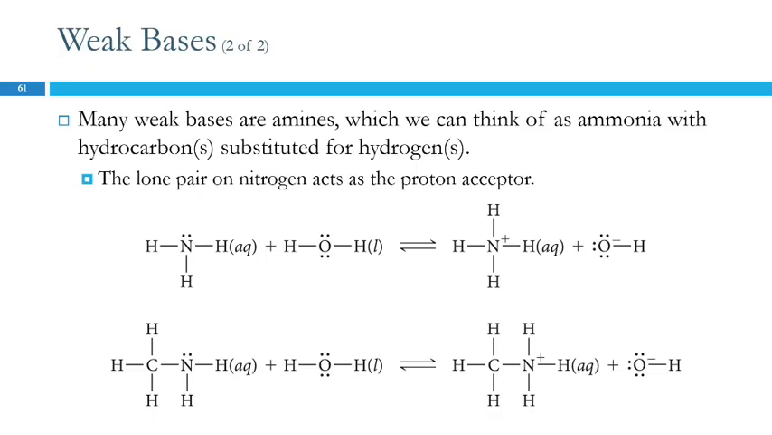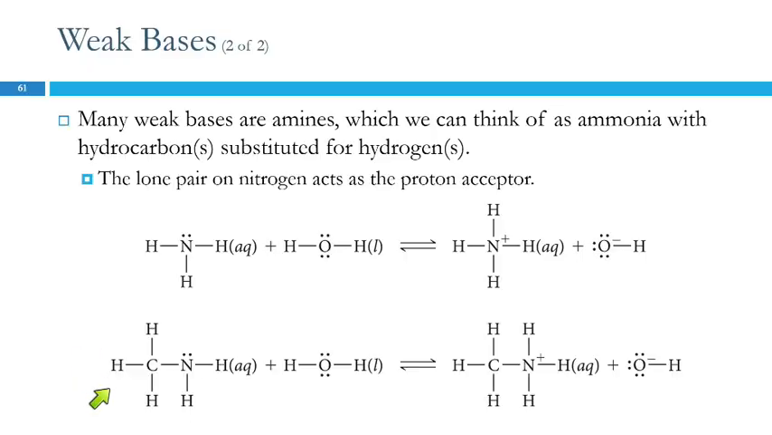I got ahead of myself again. Yeah, I drew this for you, and here it is again. Okay, so here's ammonia. That lone pair is what acts as the proton acceptor. So it can accept a hydrogen from the water to form ammonium ion and hydroxide ion.